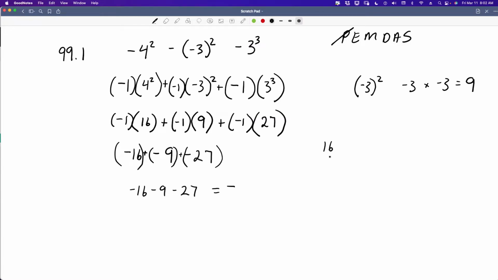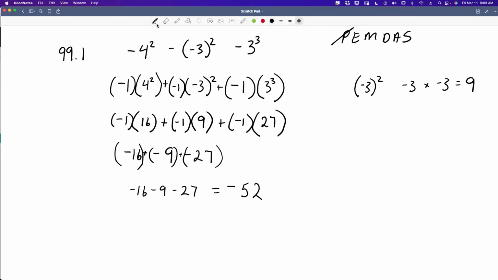So 16 plus 9 plus 27, that's going to be 15 plus 7 is 22. Carry the 2, that's going to be 52. So a negative 52. Because all of the signs are the same, we're combining the numbers and keeping the sign. All right, that's what we do when we have like signs.